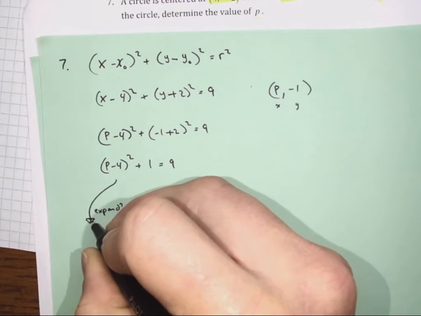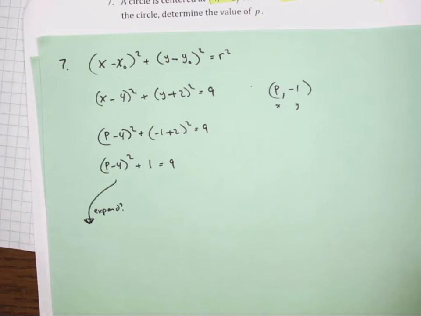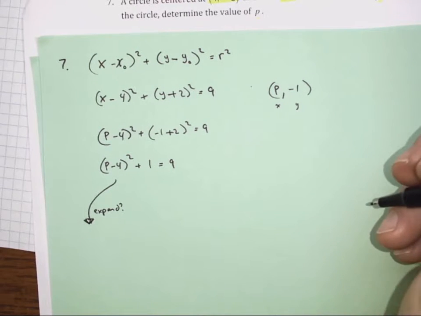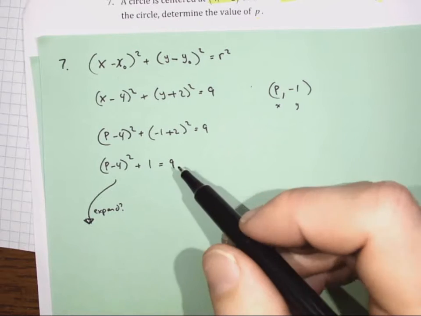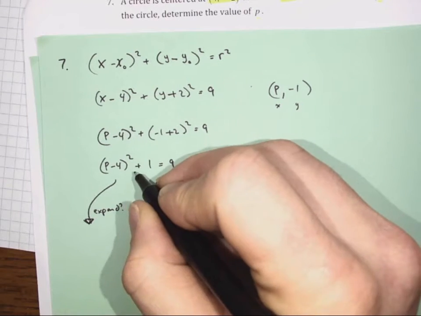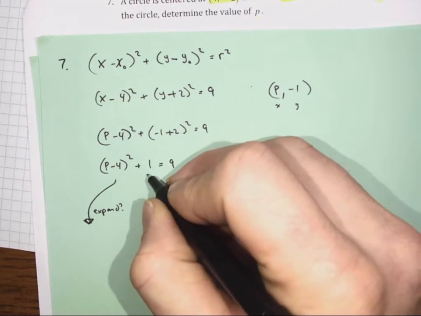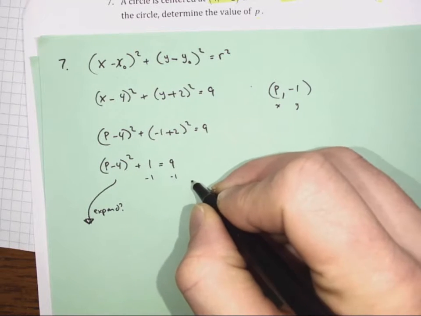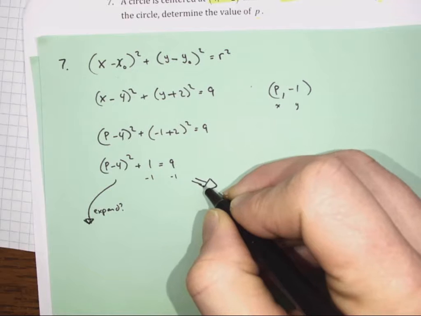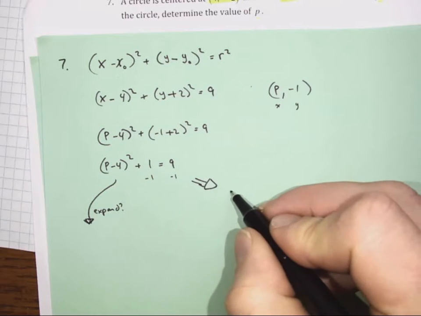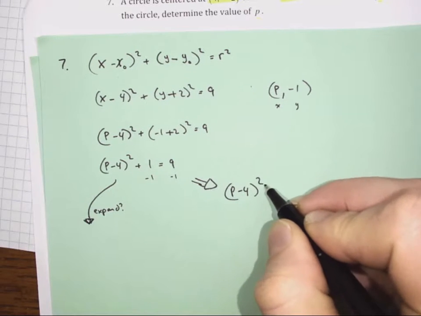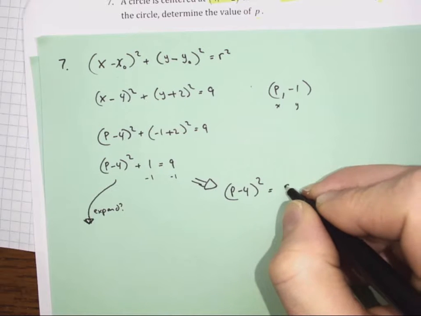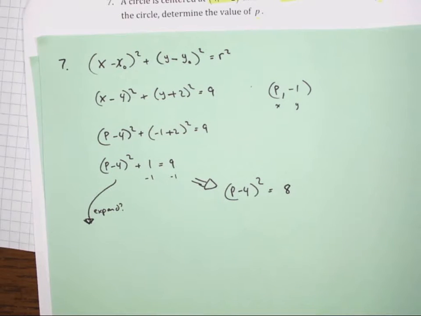Maybe we'll come back to that path because there are multiple ways to get to our answer here. Now, that wouldn't be my first intuition. My first intuition would be to try to just slowly isolate P. So I'm going to try just taking away 1 from both sides. And we're going to go this route. So take away 1, so that would leave me with P take away 4 squared on the left, equal to 8 on the right.